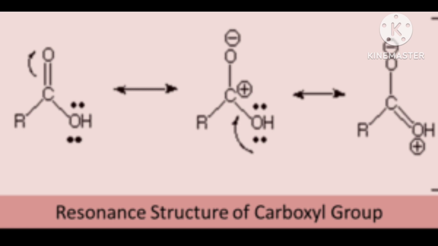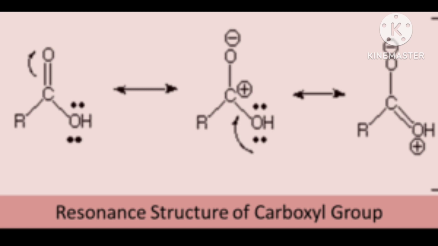RCH2OH is the alcohol. In presence of alkaline KMnO4, what will happen here? It will give RCOOH. Correct? First H2 will go as H2O, and one oxygen will come in the place of two hydrogens. RCH2OH was there, then that H2 will be replaced by one oxygen. Now it will become RCOOH.